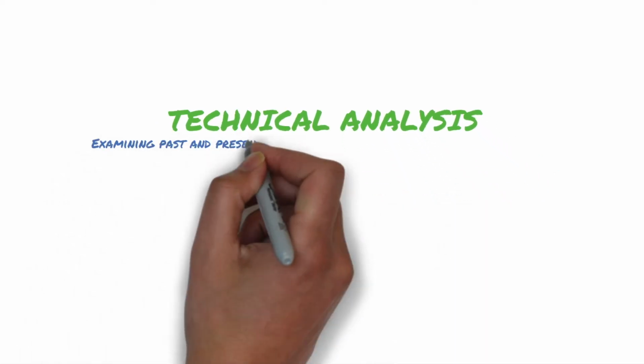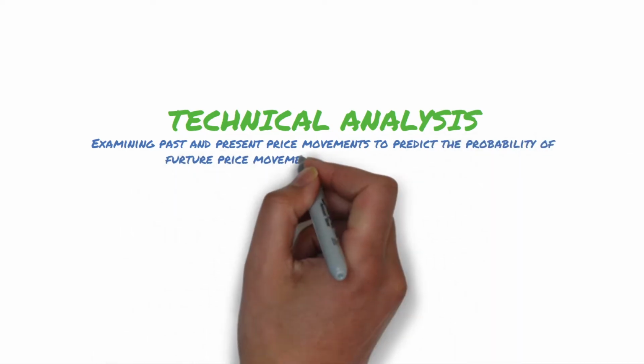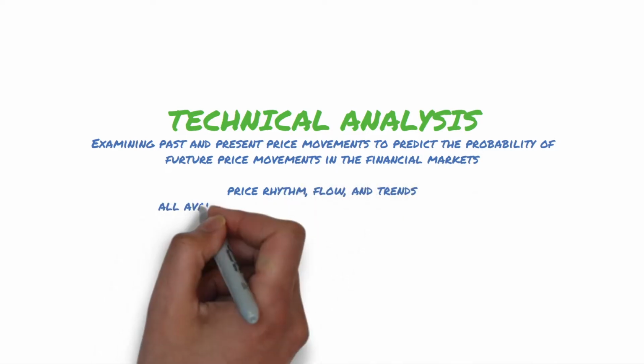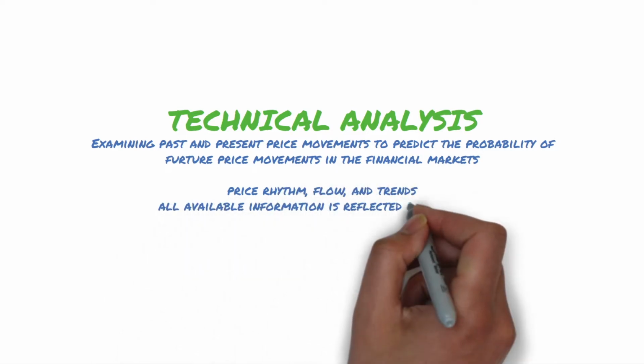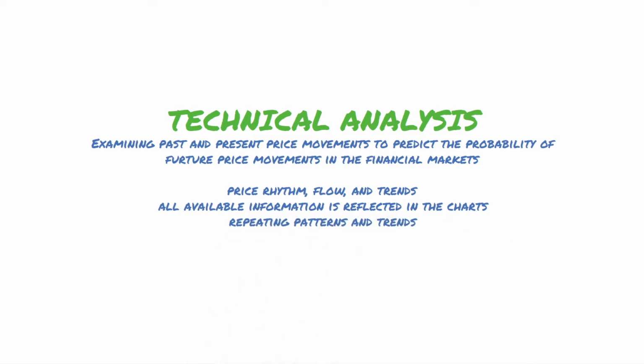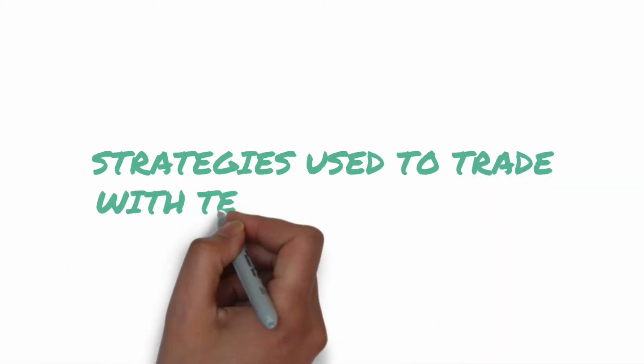Technical analysis is examining past and present price movements to predict the probability of future price movements of an asset in the financial markets. This includes price rhythm, flow, and trends. Technical analysts believe all available information is already reflected in the charts, so they look for repeating patterns and trends. There's multiple different strategies to trade technical analysis in the financial markets, but we've listed out a few for you.